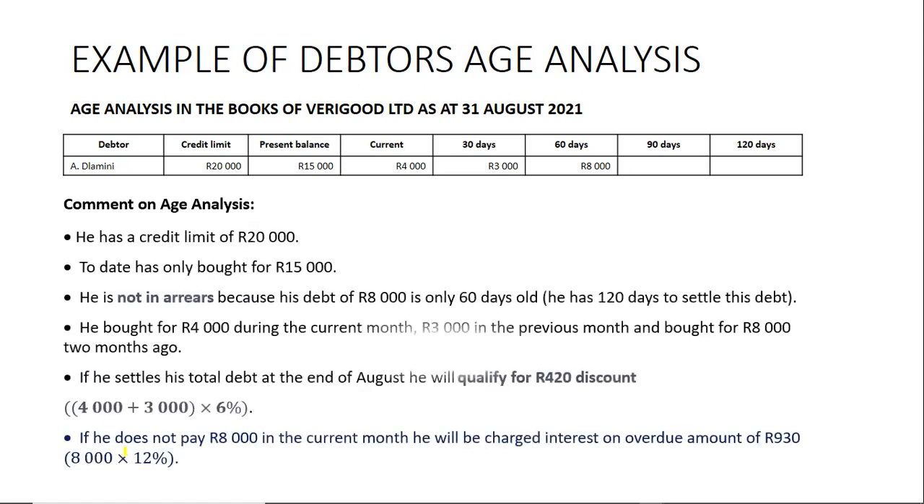In the current month, note that the debtor has purchased goods worth 4,000. 30 days ago, he purchased goods worth 3,000, and 60 days ago, he purchased goods worth 8,000. All of those amounts, when you add them up, will simply give you 15,000.